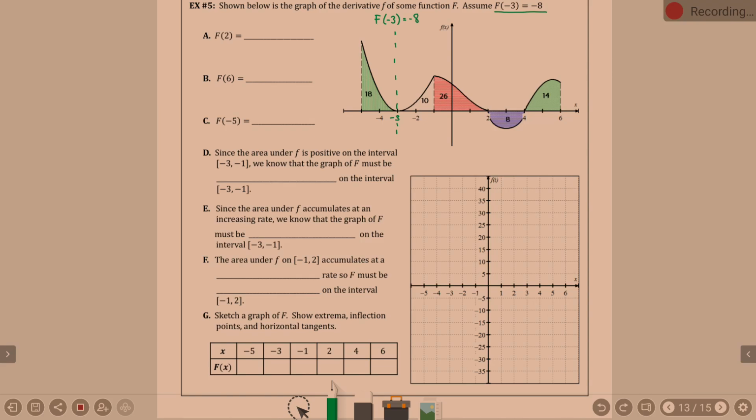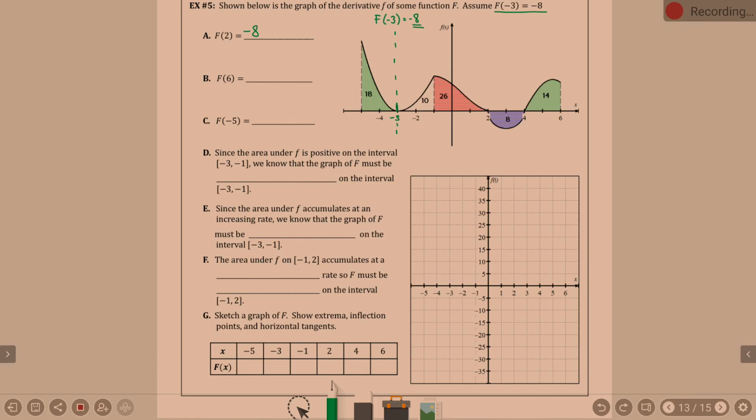Now, with that in mind, as we look at A, they ask us to find capital F of 2. Which means, what do we normally do to find F of 2? You take the areas and you add them up, right? Or add or subtract, depending on the scenario. Okay, what you're looking at is right here. What is our starting value? Negative 8 at this point. So what are we going to start with? We're going to start with negative 8.